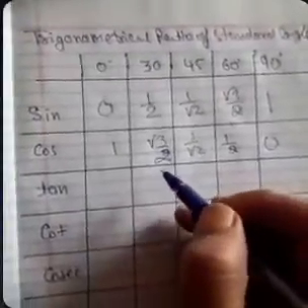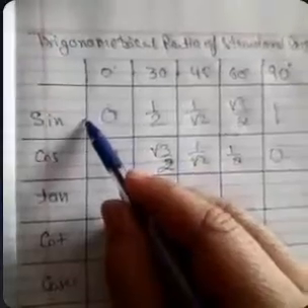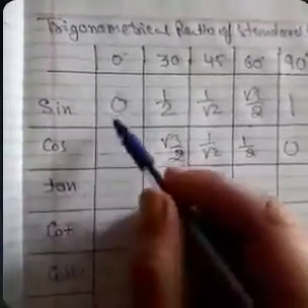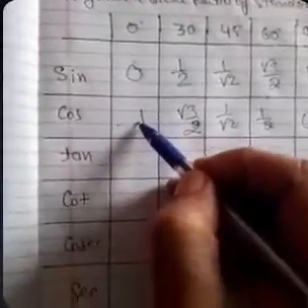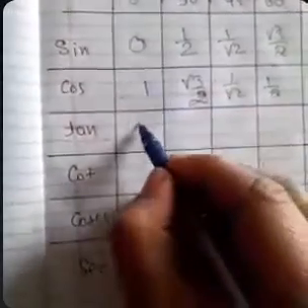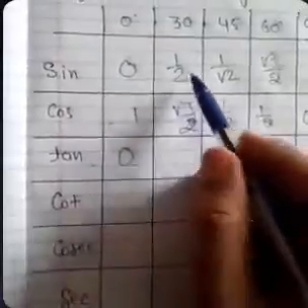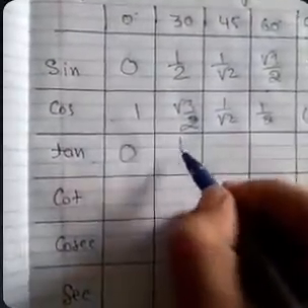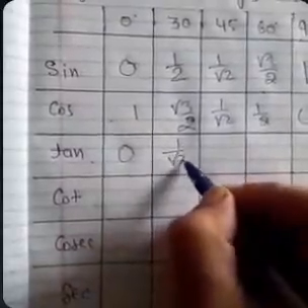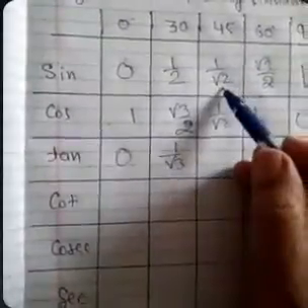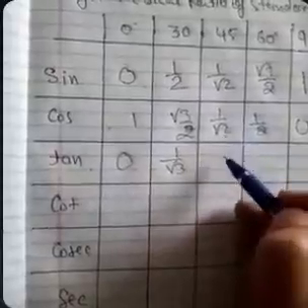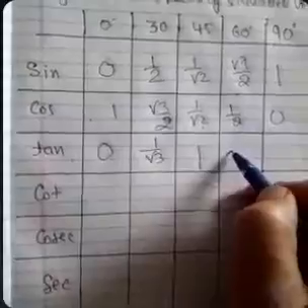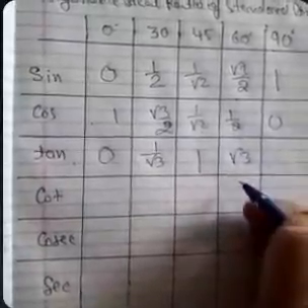Okay. Now, tan is sin upon cos. So 0 upon 1, value is 0. Now 1 upon 2 divided by root 3 by 2: the denominator 2 cancels, and the numerator is 1 and the denominator is root 3. Next, 1 upon root 2 divided by 1 upon root 2, both cancel out, the result is 1. Then root 3 by 2 divided by 1 upon 2, the 2 cancels, and the result is only root 3.